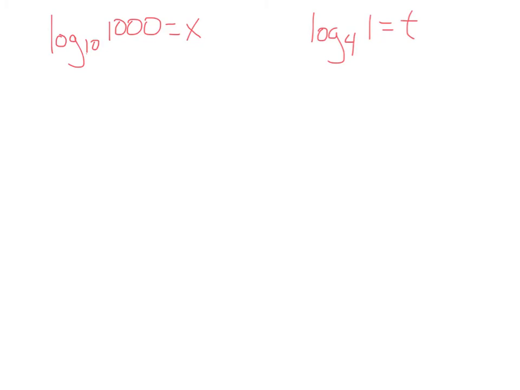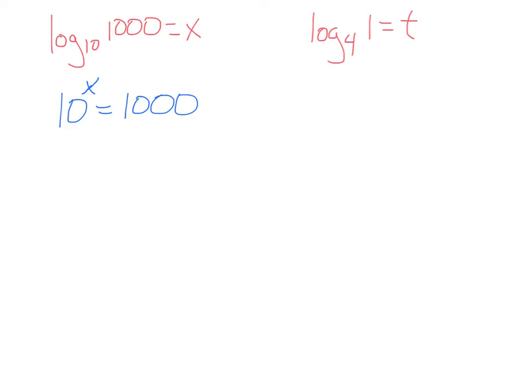So we'll use this idea of converting between the two types of equations for these two examples. Again, a logarithm equals an exponent. We have a base of 10, so when we translate this into the exponential equation form, we have 10 to the x power equals 1,000.